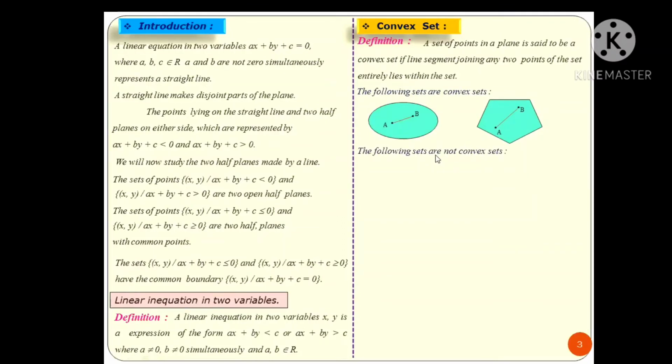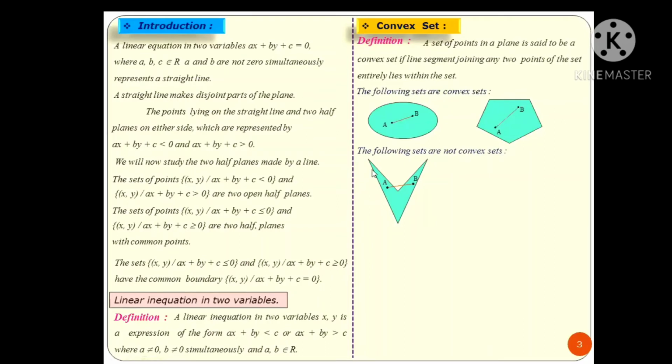Next one, the following sets are not convex sets. Check the example given in this figure. This geometrical shape: if points A and B are in that plane and you join these two points, the line joining these two points does not lie inside the set, it goes outside from the shaded part. This is not a convex set.